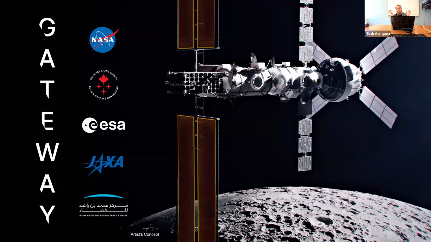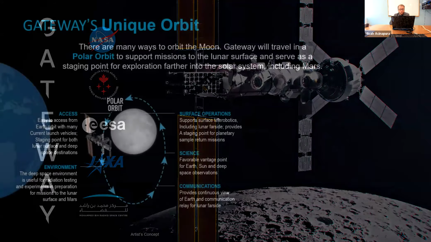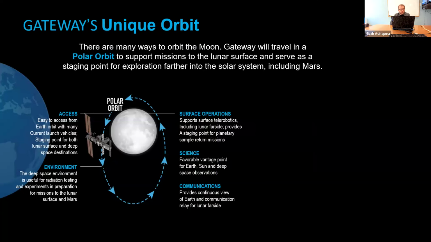To give you a sense of scale, imagine 2 school buses stacked one on top of the other, and that's the size we're talking about here for the Gateway. So it's going to be substantially smaller than the International Space Station, but still can do all kinds of very interesting things. It's going to be in a very unusual orbit, which we'll briefly cover. It's going to be a polar orbit around the moon, but a special type of polar orbit called a near rectilinear halo orbit.